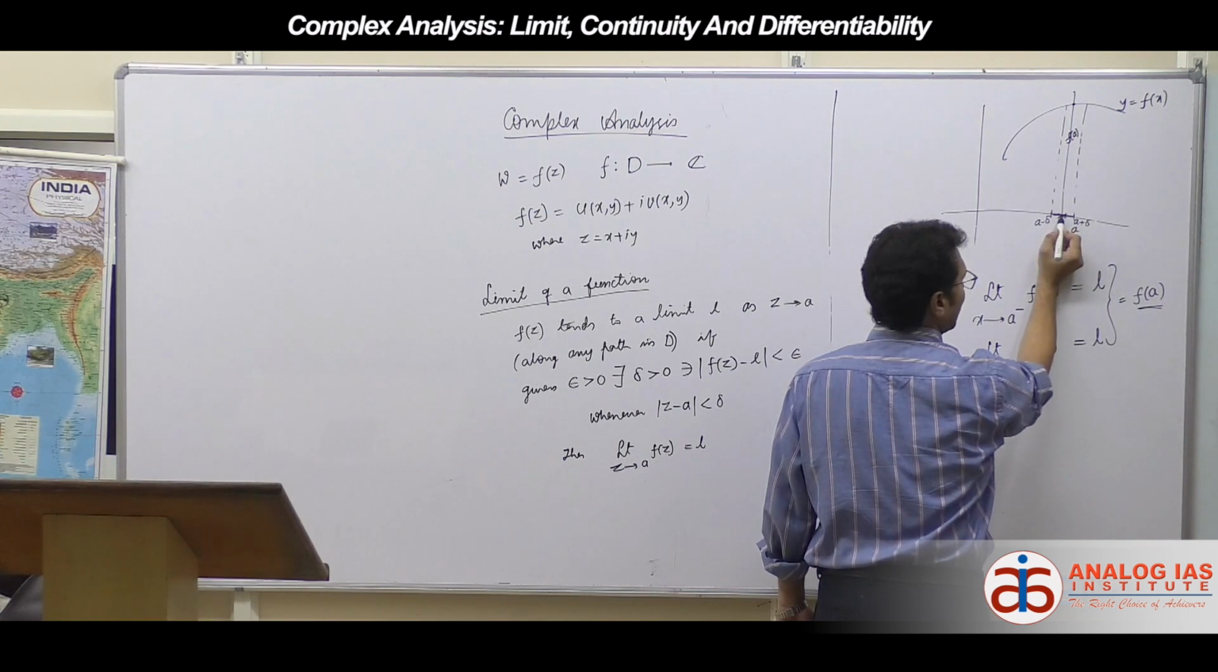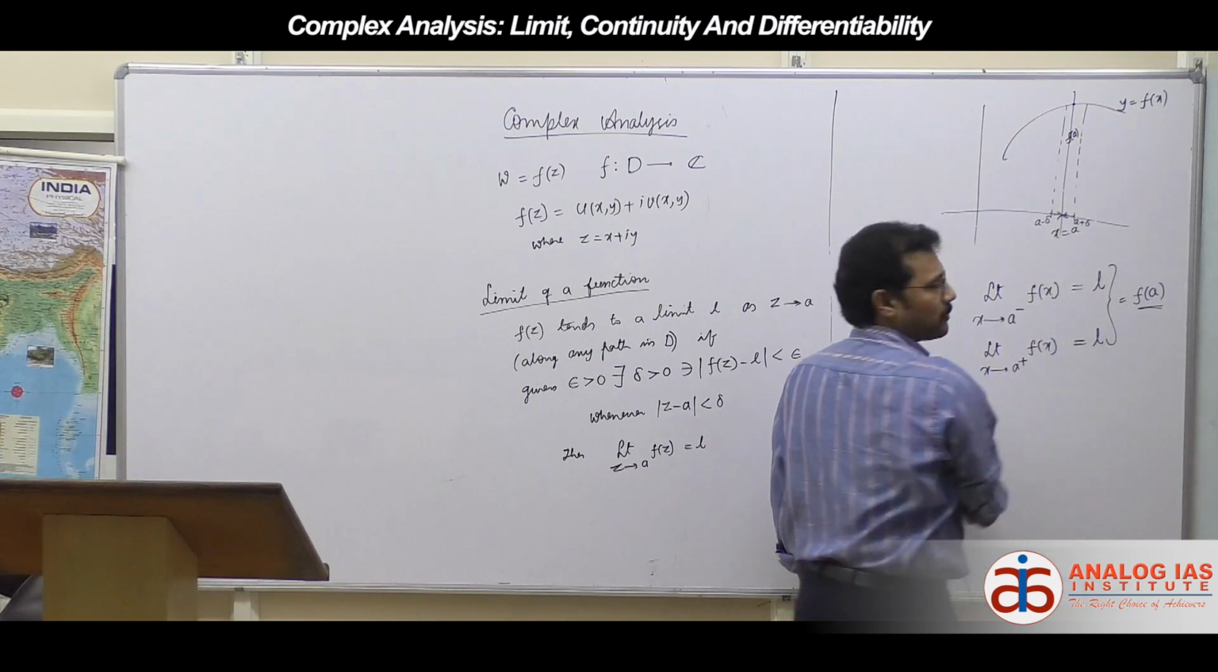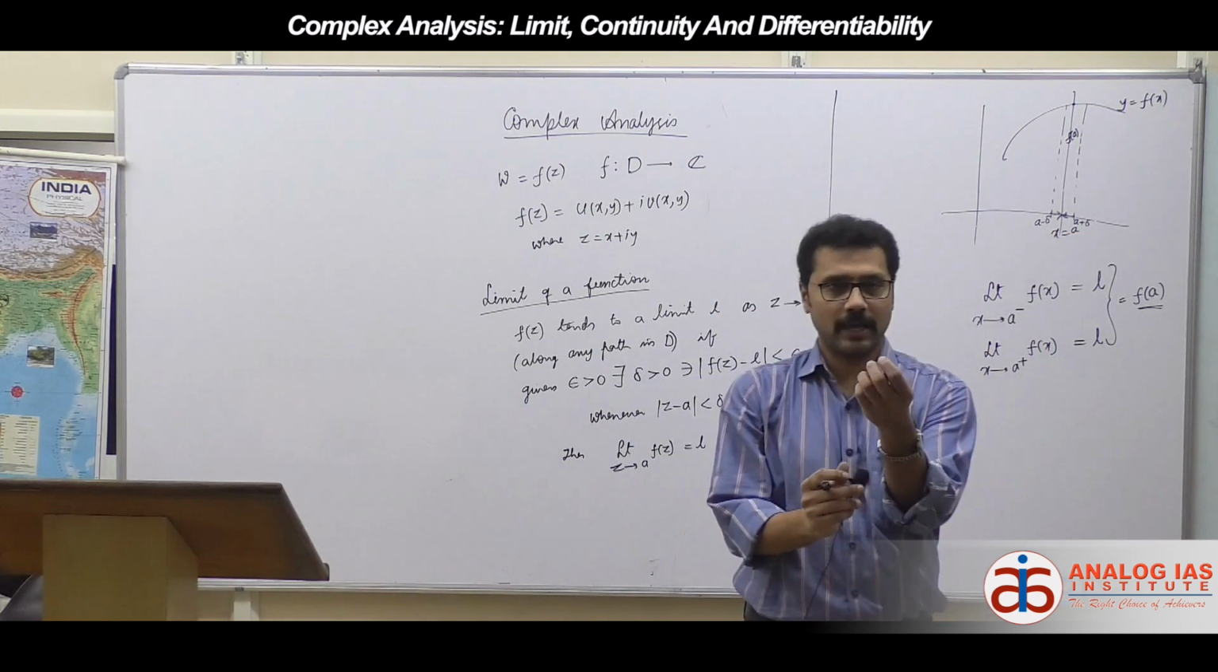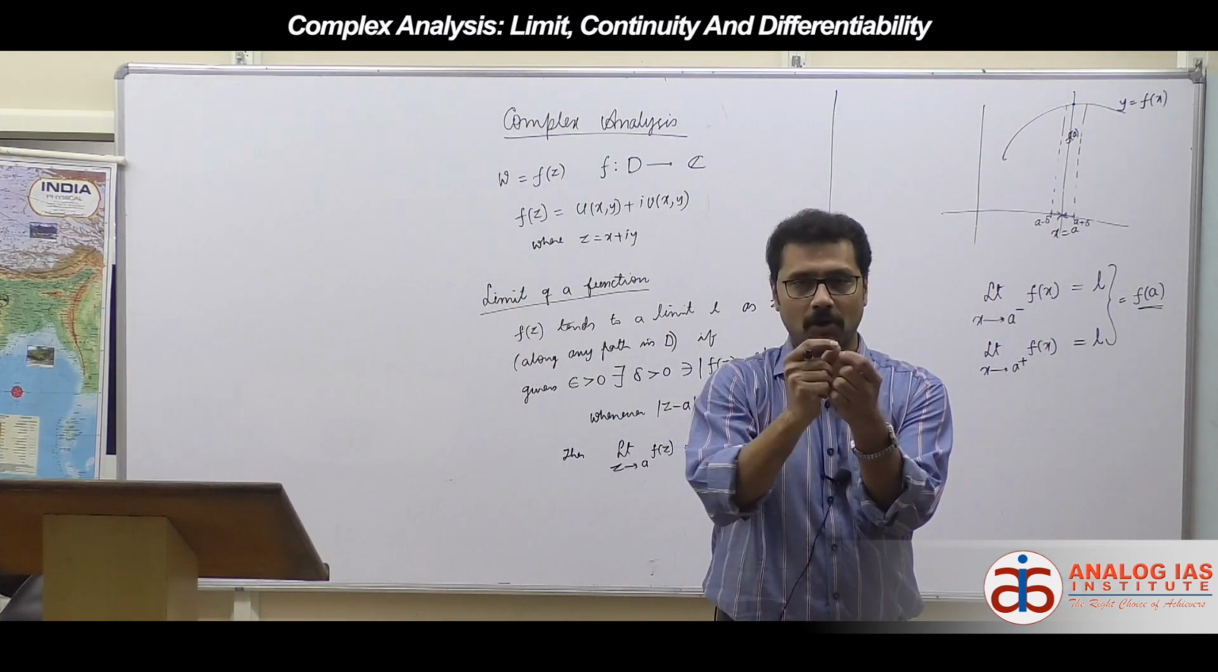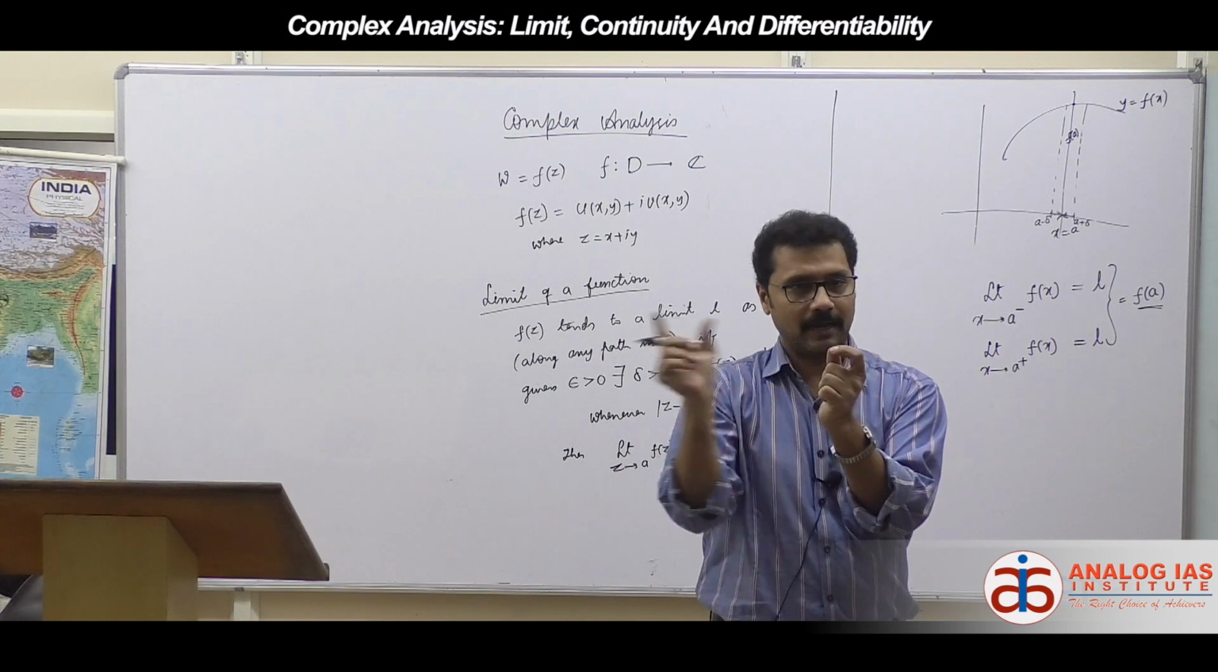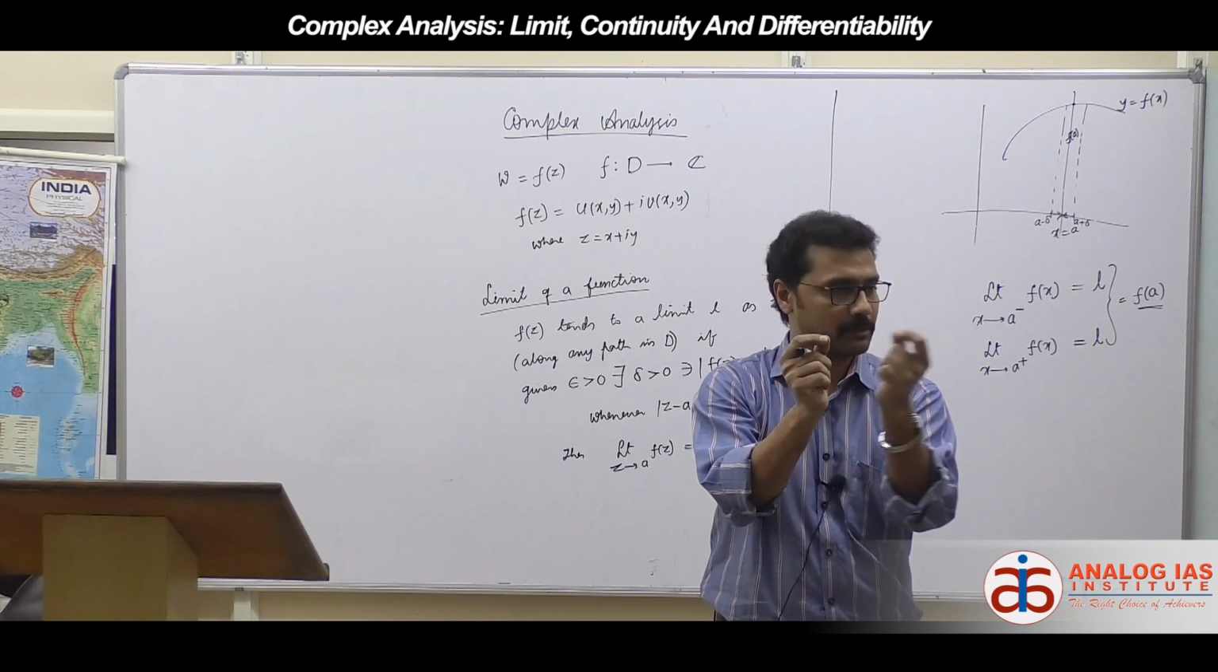That means you can have a left hand limit or you can have a right hand limit. Only two limits are possible. Either to reach a, you can reach from the left hand side, or you can reach from the right hand side. Left hand limit is possible, right hand limit is possible.